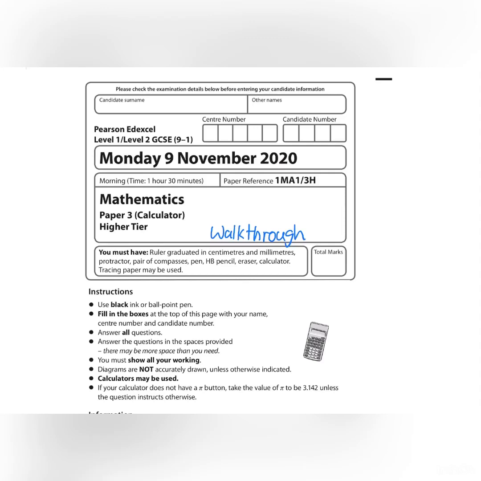Hi everyone, welcome to the walkthrough of paper 3H from November 2020 GCSE Maths from Edexcel. In this paper, I will be looking at each question and giving you a bit more detail on what is available in the mark scheme. So we will be looking at different methods to complete each question.